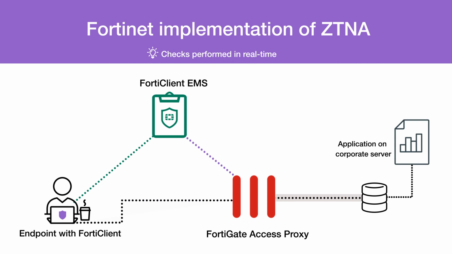When device information changes, for example, when a client moves between a corporate network and remote locations, EMS receives these changes from the FortiClient and updates the FortiGate accordingly. Then the FortiGate adjusts access according to the check results.